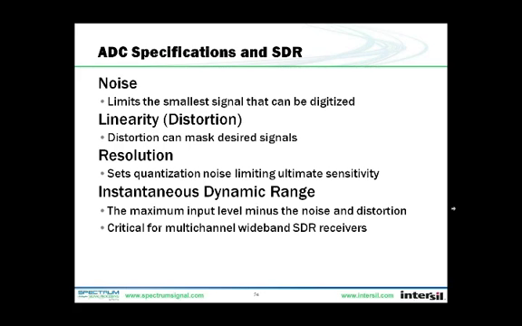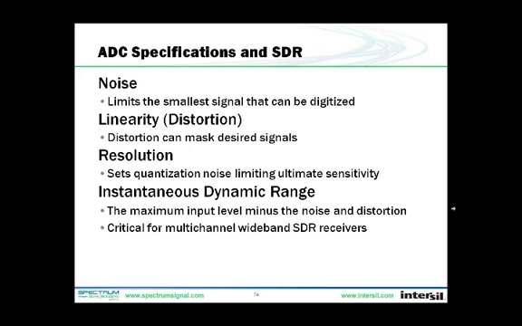The instantaneous dynamic range ties noise, linearity, and resolution together. It's the difference in signal strength between the strongest and weakest signals that you can successfully receive at the same time. Essentially, in dBs, it is the maximum input level minus the noise and distortion level in the receiver. We call it instantaneous dynamic range because it excludes any variable gain, such as what we can get from variable gain control or automatic gain control, or AGC.